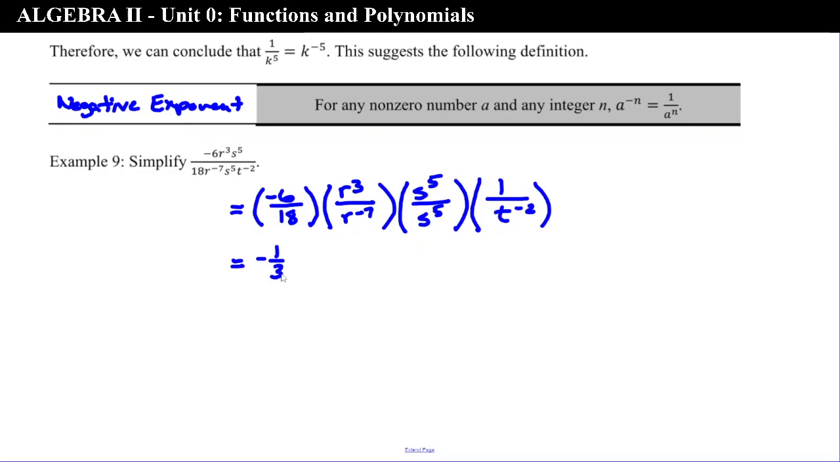Now let's use the quotient rule for our r terms. So we're going to end up with r to the 3 minus 7. Actually, 3 minus negative 7. It's very important that you are careful with your signs, that you don't lose anything along the way. Then we have s to the 5 minus 5. And then t to the negative 2 in the denominator, using our negative exponent rule, we can pull this to the top, okay? So it just becomes t squared.